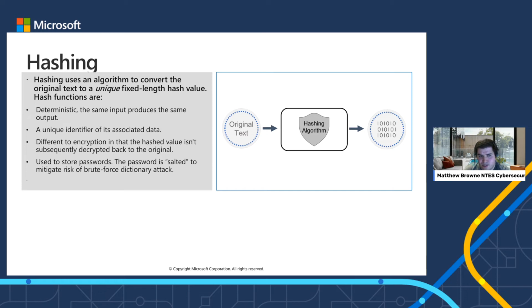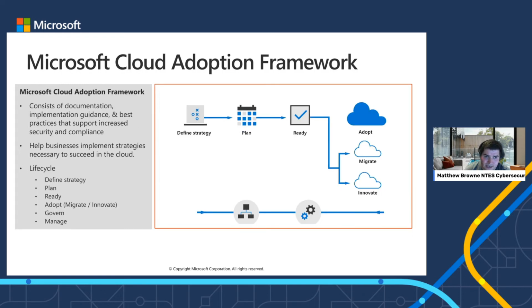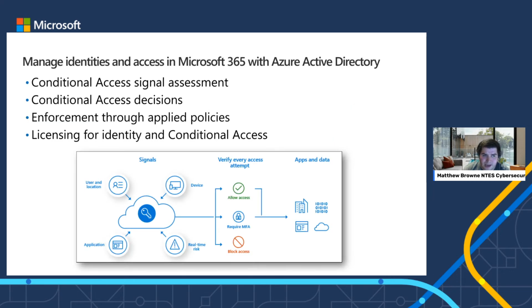He is quite a good and well-known teacher in the United States. He looks at the hashing, he looks at the cloud adoption framework, all that kind of stuff. As Frank said earlier, you're going to want to have a strategy. You're going to want to plan it. You're going to want to have your checklist, your adoption, your migration, how you're going to innovate once you're over to cloud, all that kind of stuff.